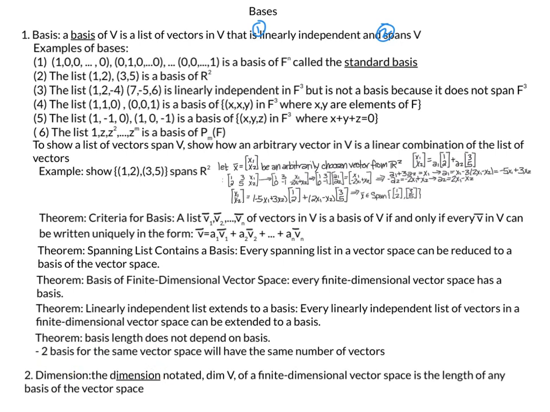So the dimension, notated dim V, of a finite dimensional vector space is the length, or the number of vectors, in a basis of the vector space.